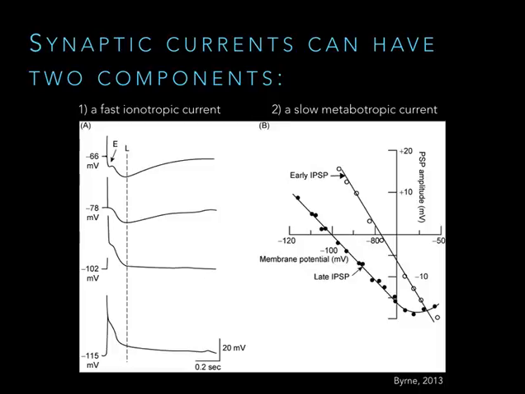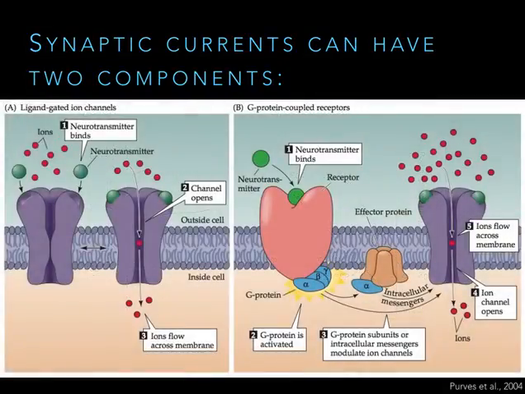So as such, what we see here in those recordings, we see an early chloride conductance and then a later potassium conductance. Both of them are inhibitory, but they're going to be caused by two different receptors. The fast component's caused by ionotropic receptors, so just a chloride channel that opens up and immediately allows chloride to flow into the cell.